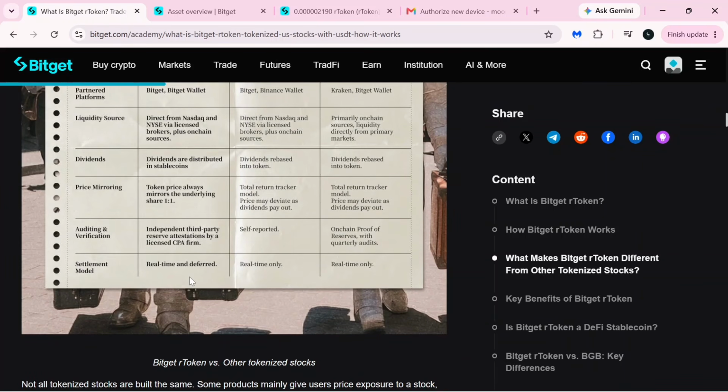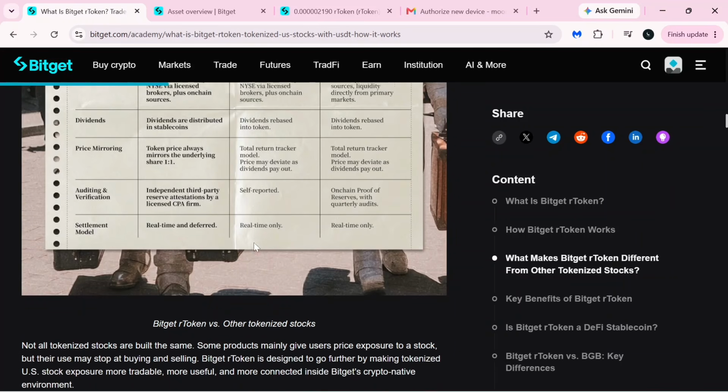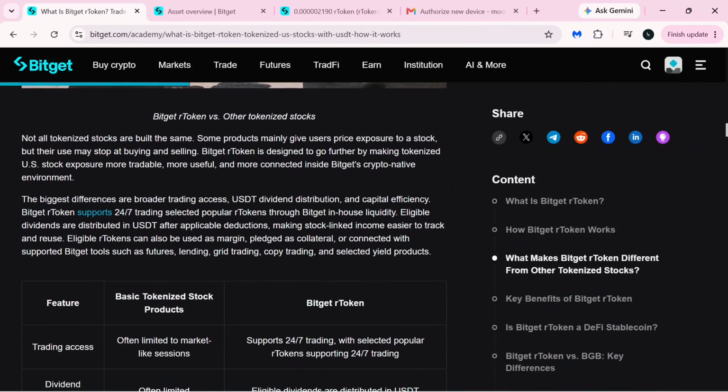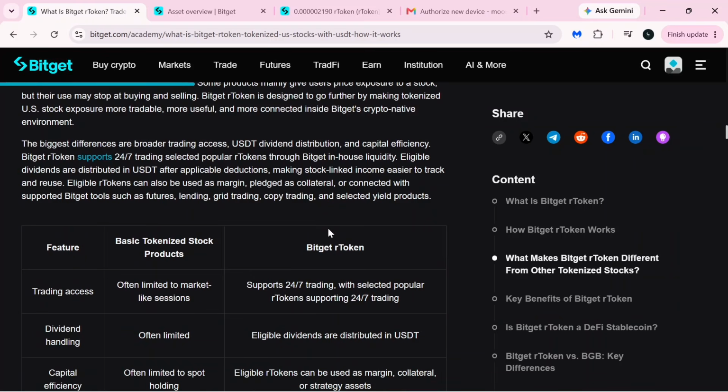Okay. And do you see the auditing and verification? So this one in Ondo is self-reported, which is very sketchy. You see they have an independent third party for Bitget, with reserves and attestations by a licensed CPA firm. Okay, and then you have real-time and deferred settlement models, right? So yeah, very, very interesting stuff for you guys.